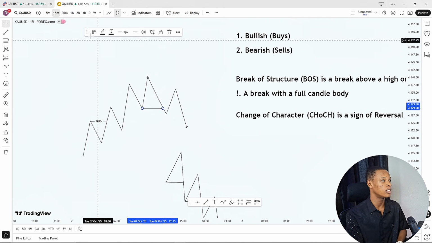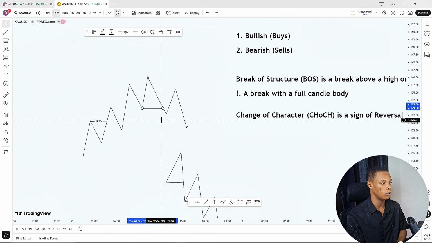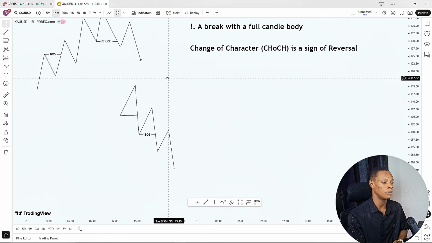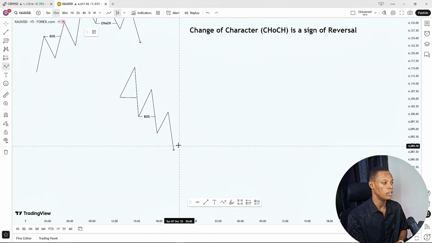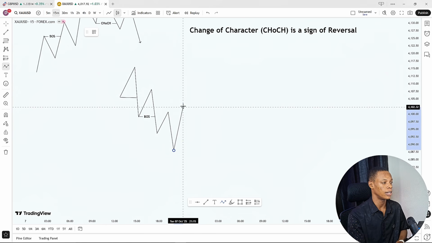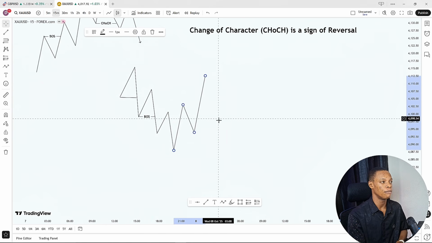You can see it right here. This is the first time it's doing the opposite of what it has been doing. It has been breaking to the upside, but this is the first time it's breaking to the downside. Same thing: if this price goes up now and breaks to the upside, that's a change of character because it's the first time it's doing it.